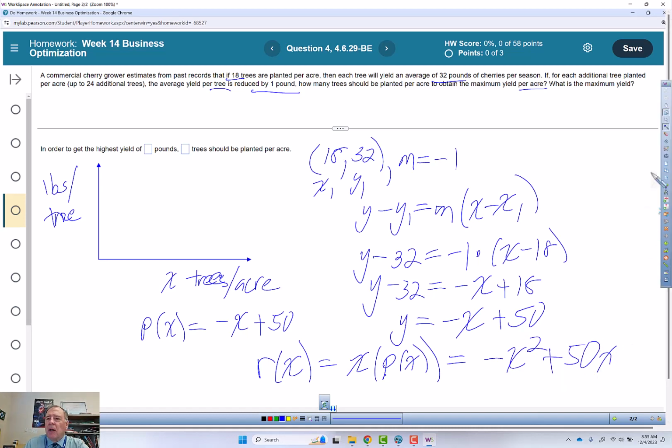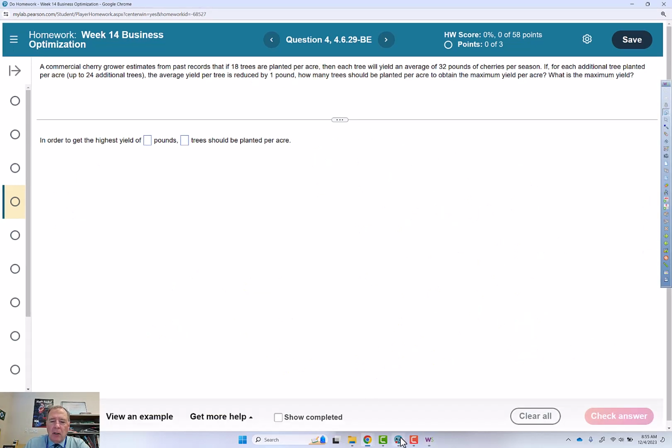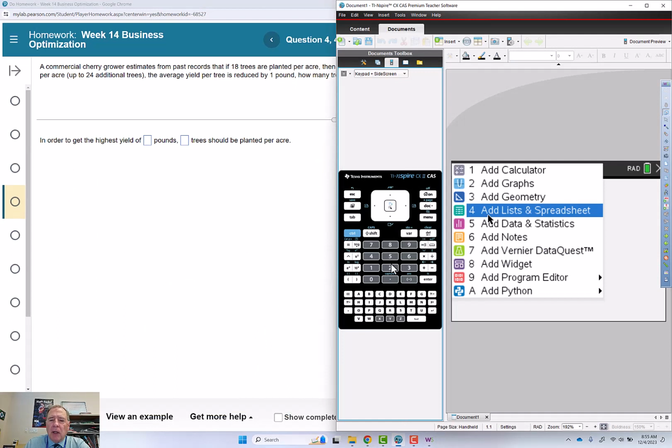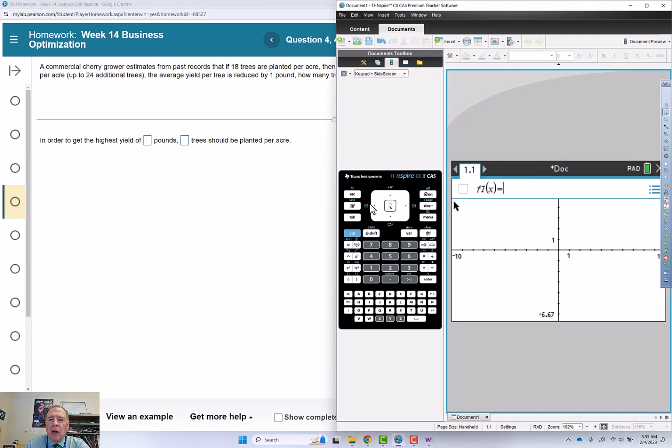And I'm going to go to the calculator. So I'm going to add a graph page, change this to p of x, -x plus 50. And then I'm immediately going to put in my revenue function, or total number of pounds. So we'll call that revenue is x times p of x.